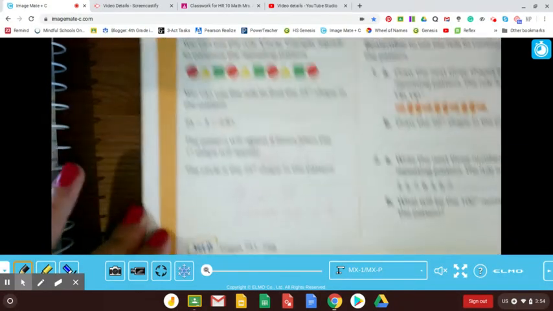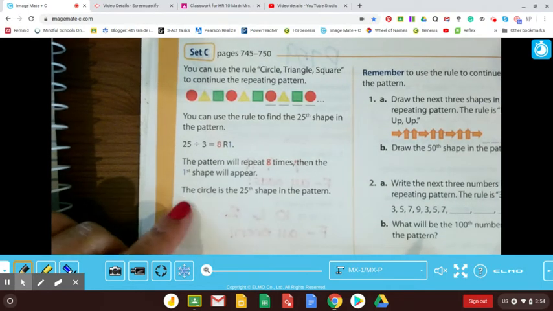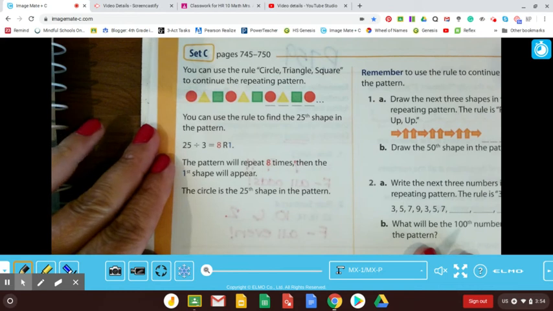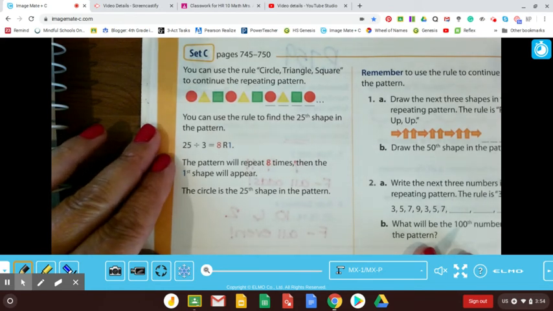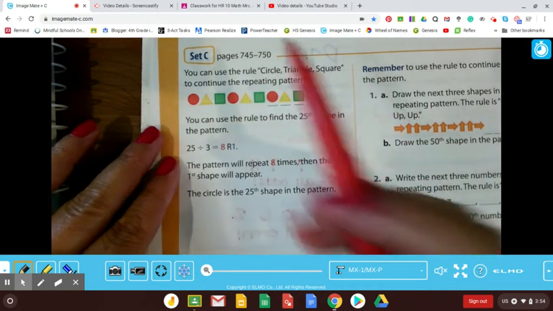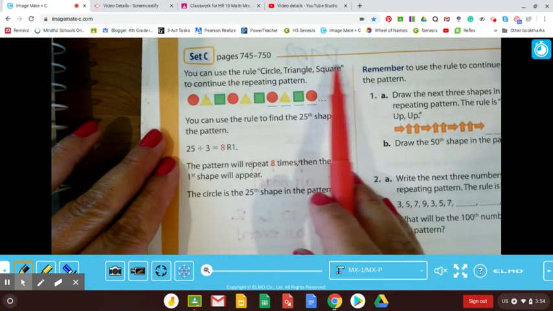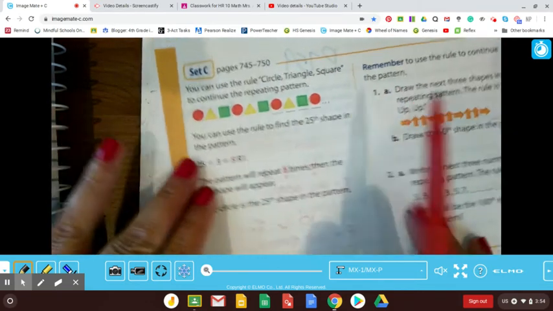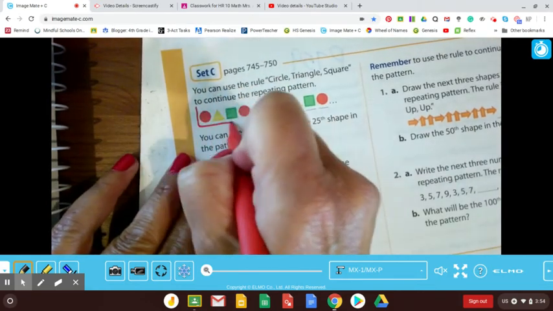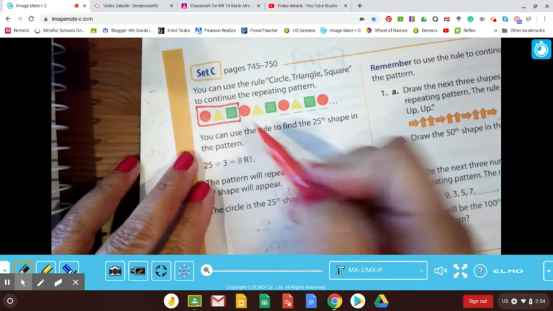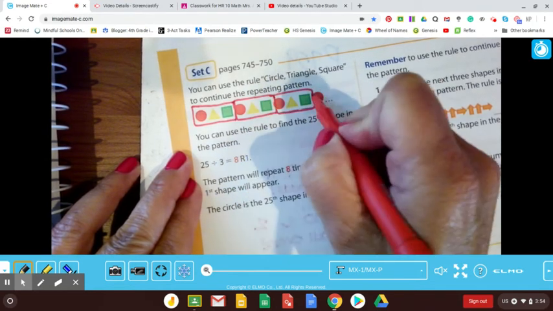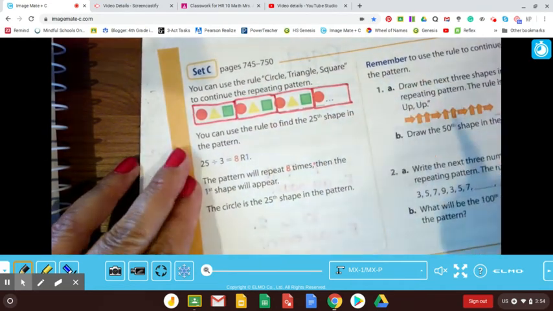All right, let's turn over that paper. All right, and now we're talking about the rules. So this was yesterday's lesson when we talked about using shapes and repeating patterns to predict future shapes. So it says you can use the rule circle, triangle, square to continue the repeating pattern. All right, so circle, triangle, square. This is the part that you would copy. Then we have another one, circle, triangle, square, circle, triangle, square, and then it'd keep on going.